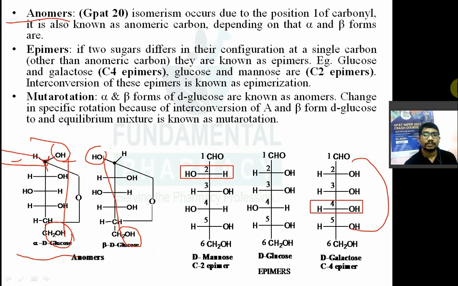Okay, so anomers, what are they? Isomerism that occurs due to the position of one carbonyl, also known as the anomeric carbon, and depending on that alpha and beta forms are there, so they are known as anomers. Is that clear? Anomers clear हो गया आपको?